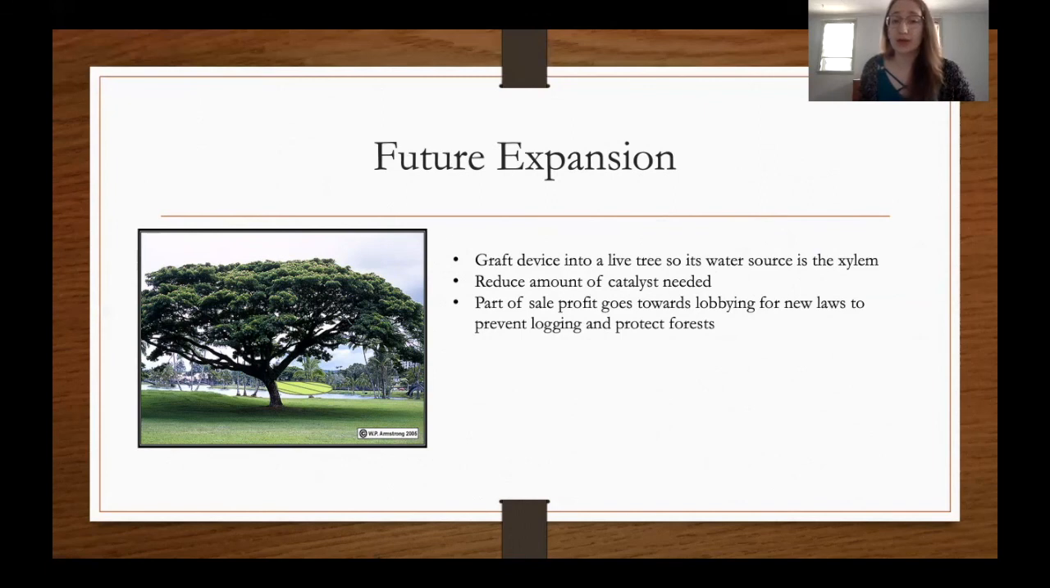Additionally, part of the sale of each device should go towards lobbying new laws that prevent logging and protect forests in the first place and maintain that sustainable forest outlook.